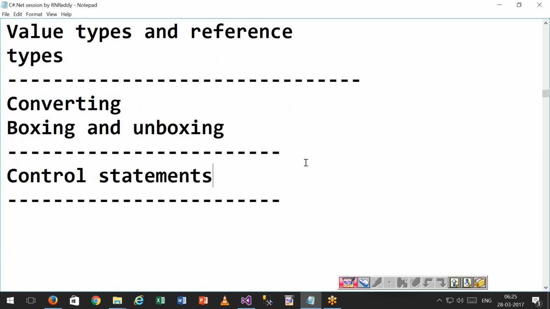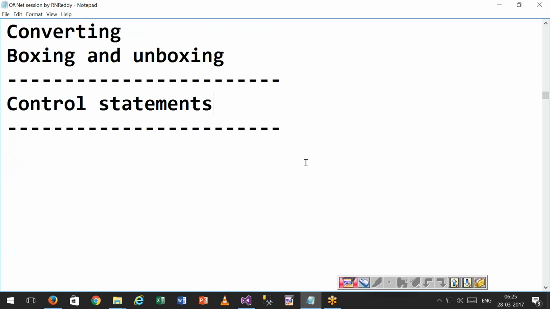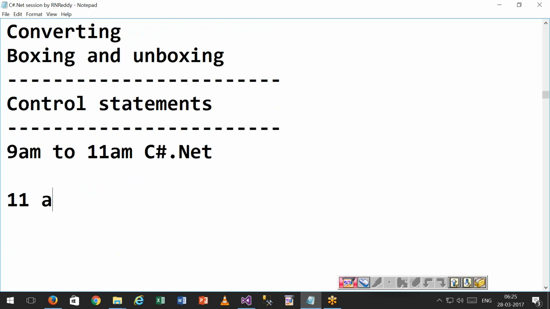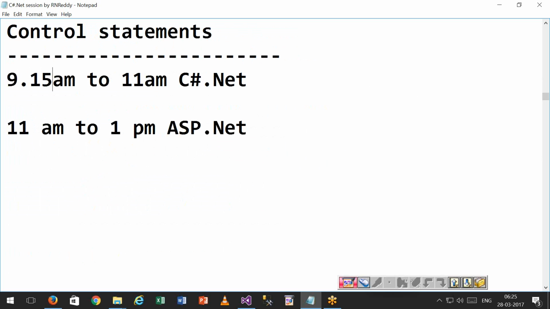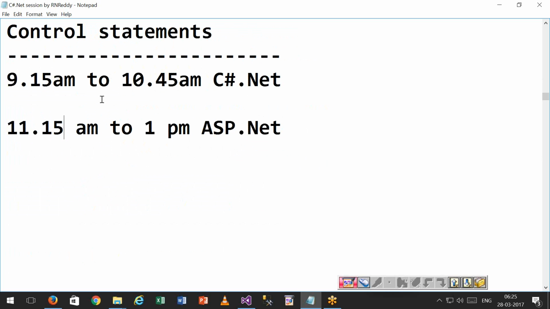How we organize in India, I'll tell you. My schedule there will be like this: 9 a.m. to 11 a.m. C#.NET, then 11 a.m. to 1 p.m. ASP.NET. 9 a.m. means we'll start at 9:15. 11 a.m. means we'll leave by 10:45 a.m., and we'll start again at 11:15 a.m. after a half hour break. 1 p.m. means not exactly 1; approximately 12:45 p.m. we will leave.